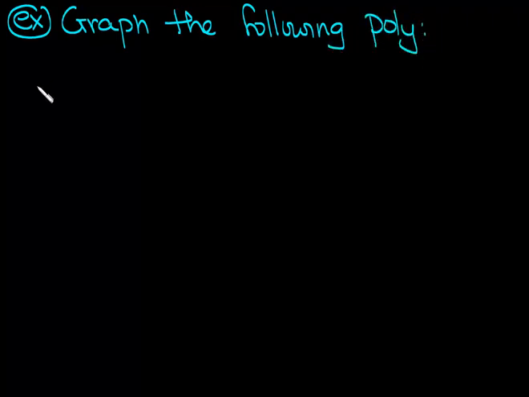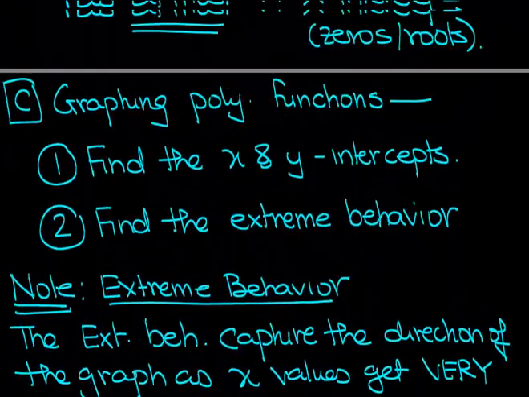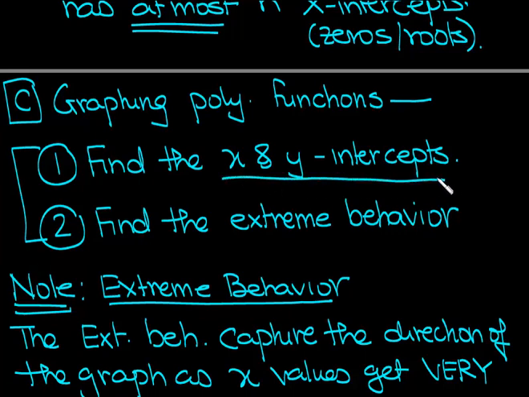Okay, so here's the first one. They've given us p of x is equal to x cubed minus 3x squared. So what were our requirements to graph a polynomial? What did I say we had to do? Two simple steps. Find the x and the y intercepts first, and then find the extreme behavior, and you're done.